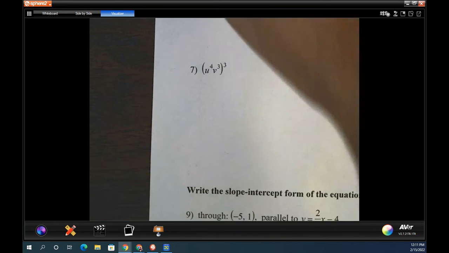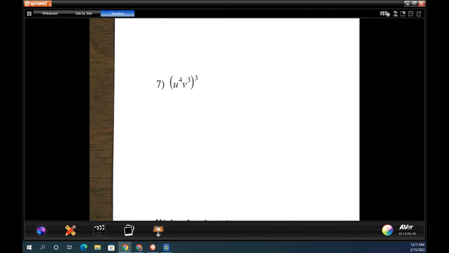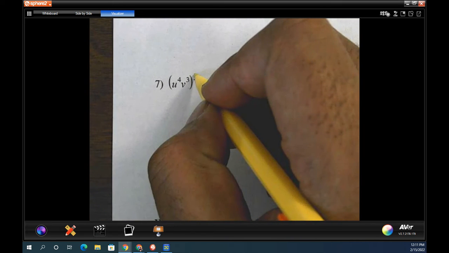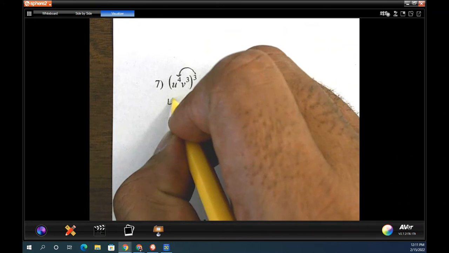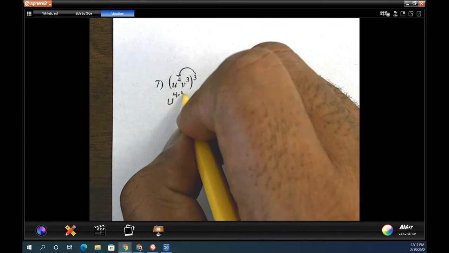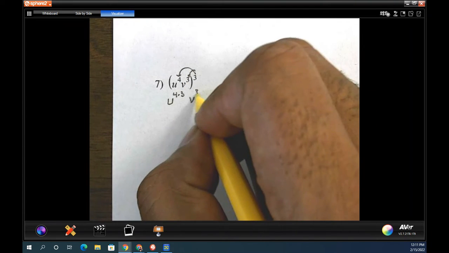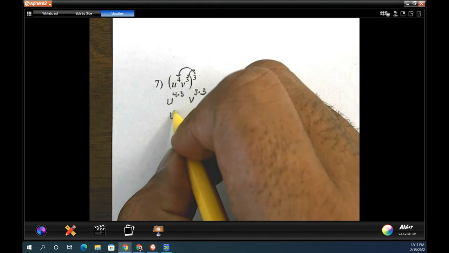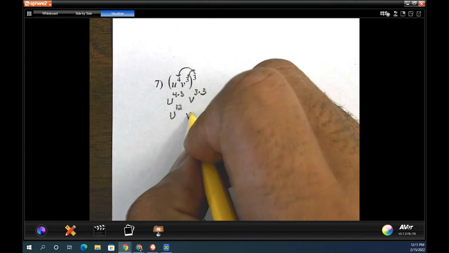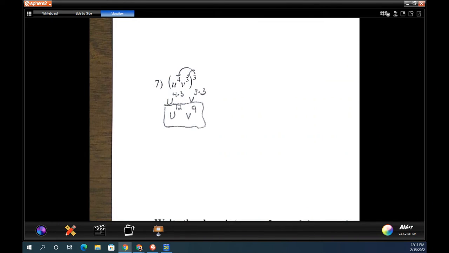All right, all variables on the last 2. Let's look at that. Number 7. Let's zoom in a little bit. Okay, here's the deal. When a power is raised to a power, you multiply. So that's u to the 4 times 3. This would be v to the 3 times 3. So that's u to the 12th, v to the 9th, right there. There's your answer right there.